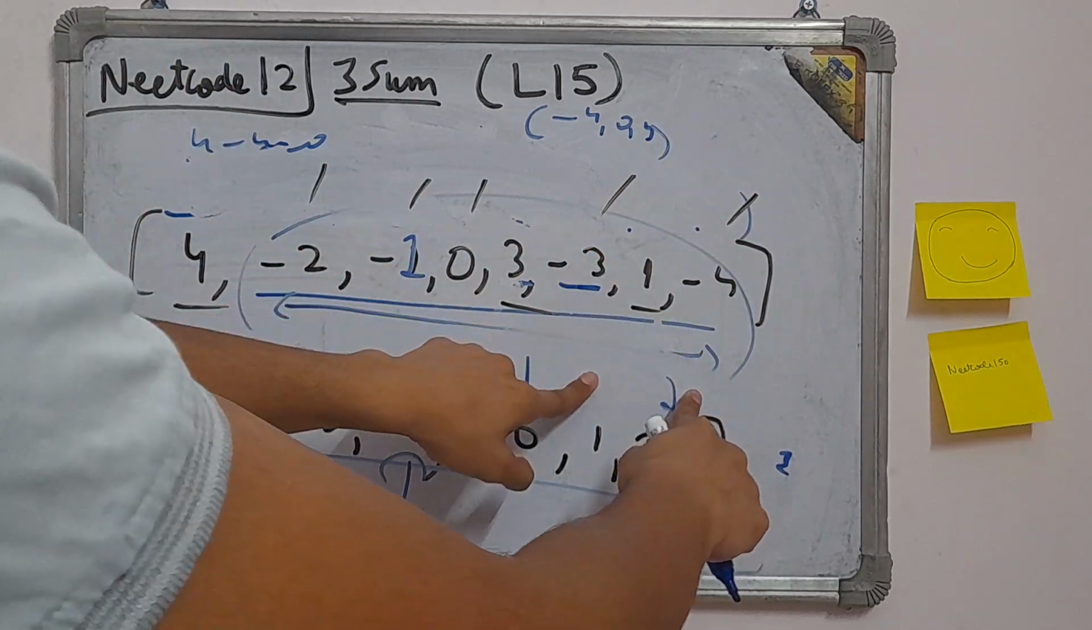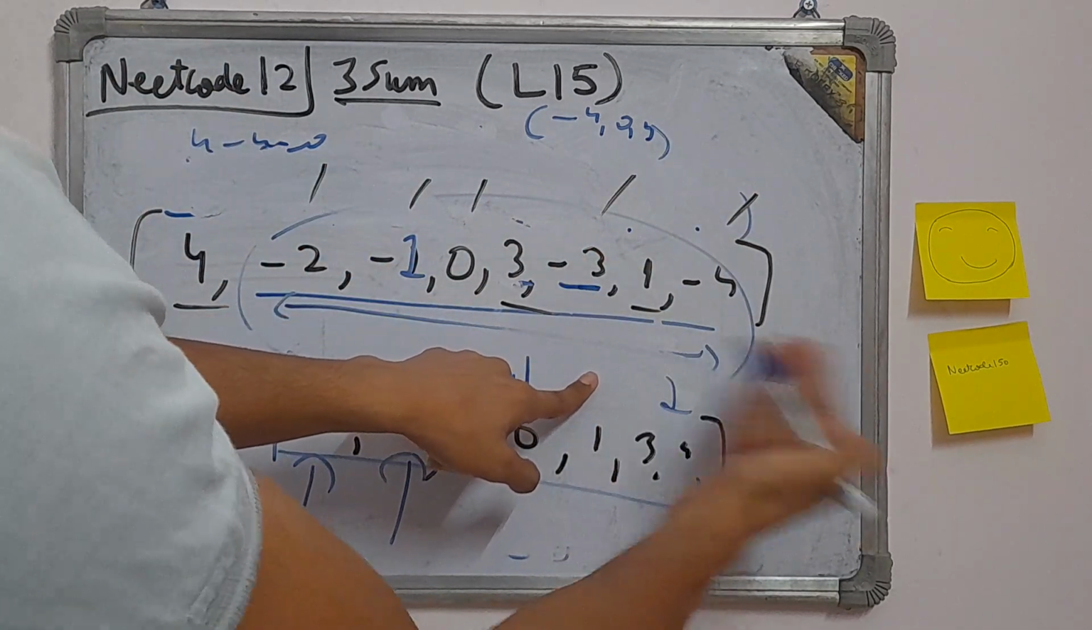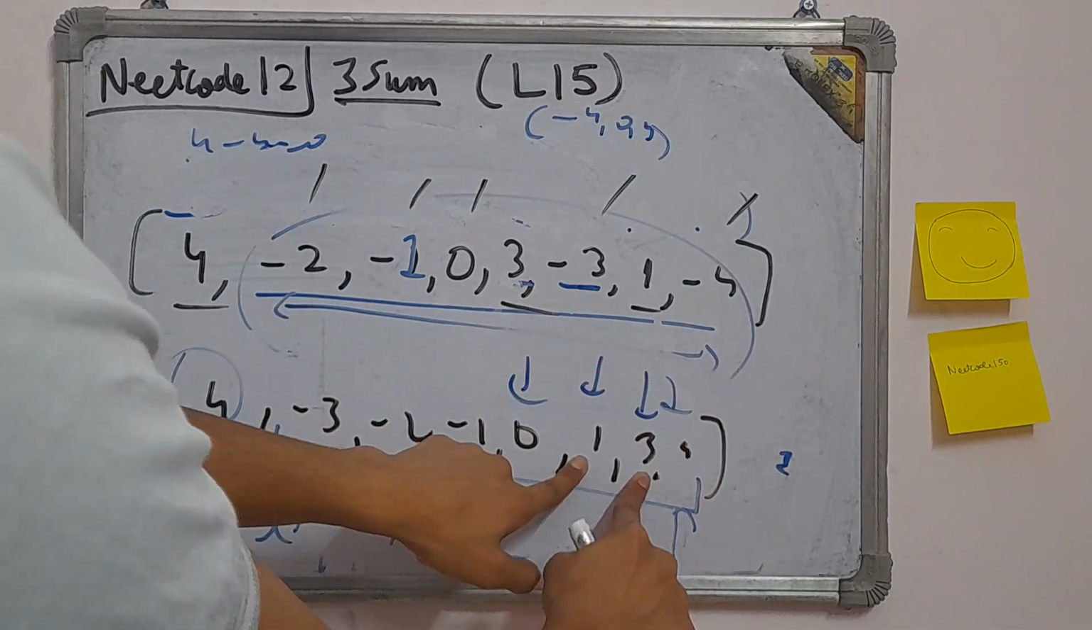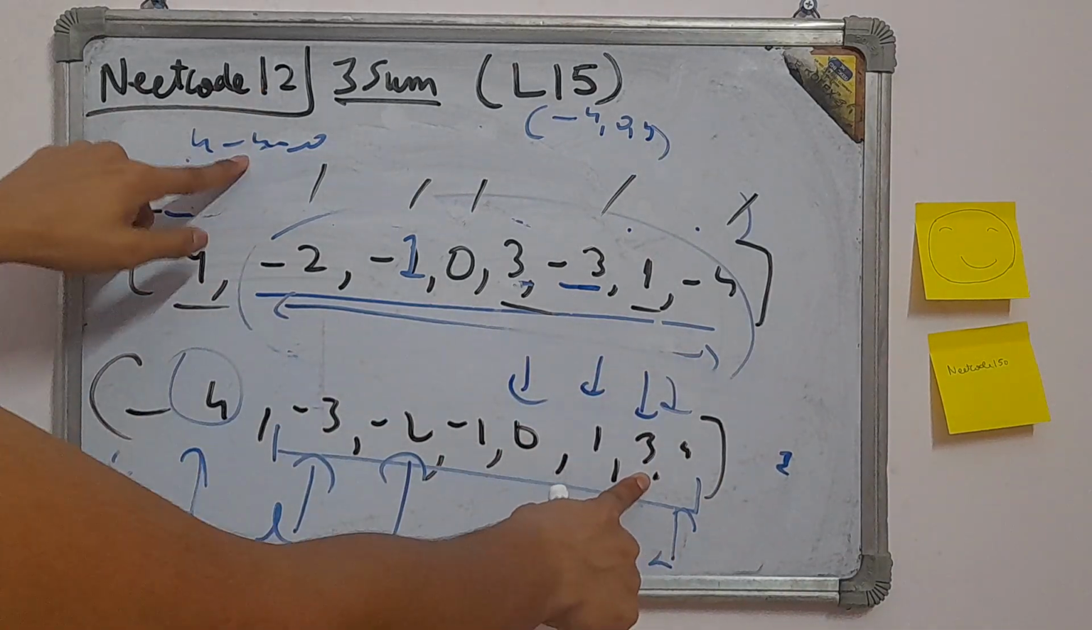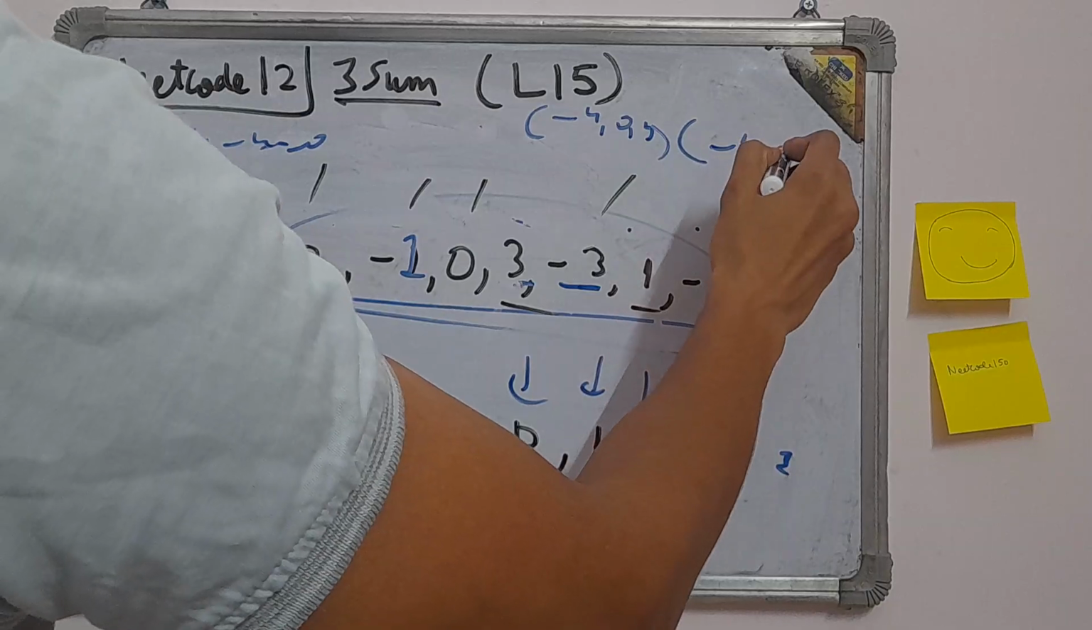Now we go here, we got 5, but we want 4. So that means we have to go smaller. Now we are here, we got 3 plus 1 equal to 4, which was the one we wanted. So another pair will be minus 4, 1, 3.